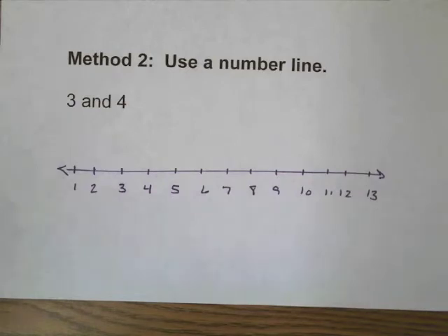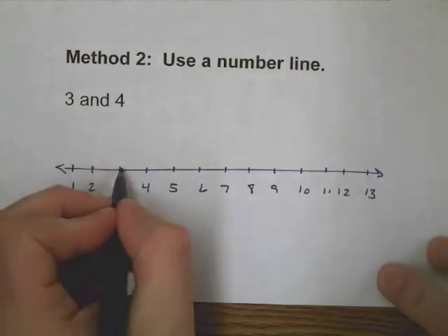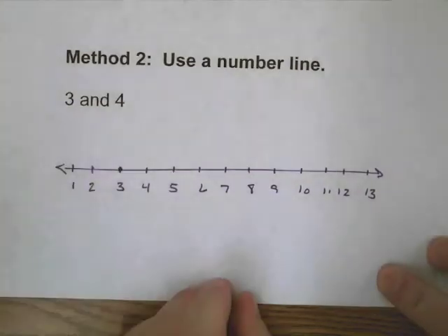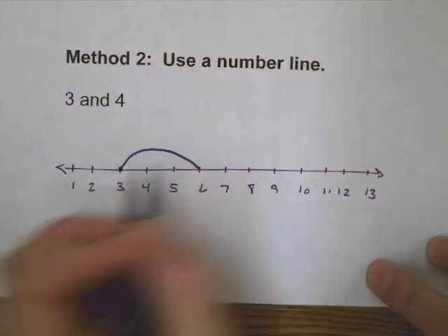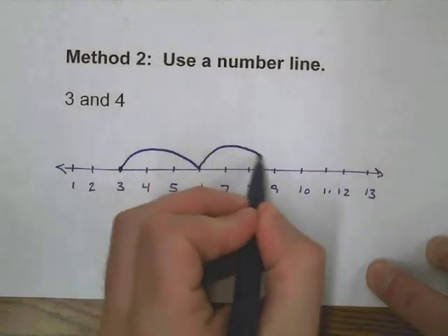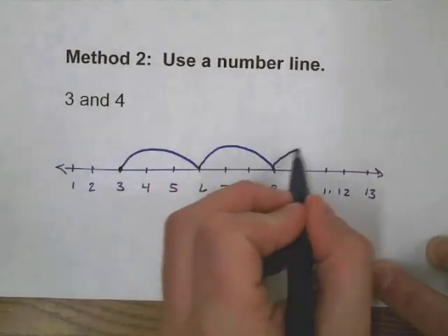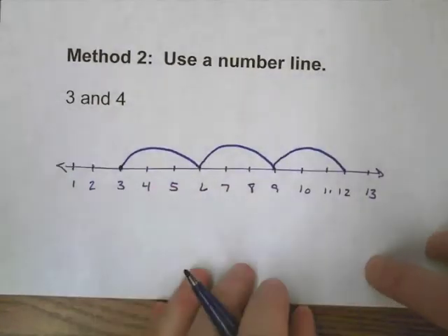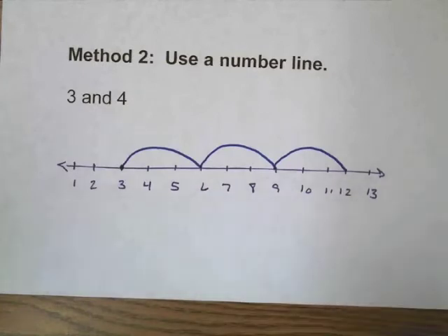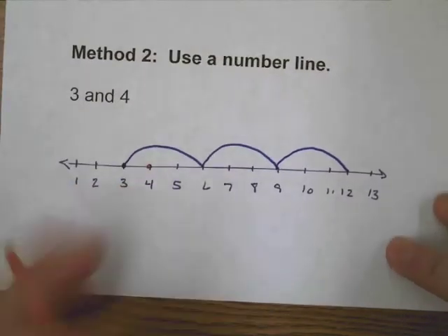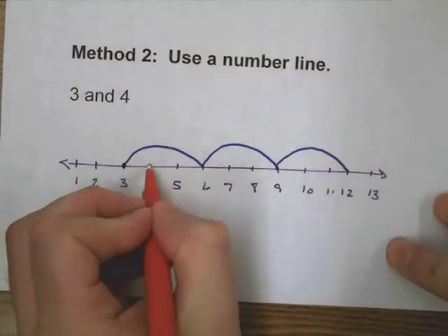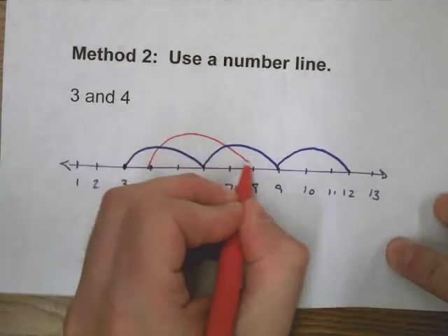So I'm going to start with 3, and here's where 3 times 1 is. And I'm going to jump to 3 times 2, which is 6, and then 3 times 3, which is 9, and then 3 times 4, which is 12. I could keep going out, but my number line doesn't go out that far yet, so I'm going to look at the 4s here. And 4 times 1 is 4. And 4 times 2 is 8.